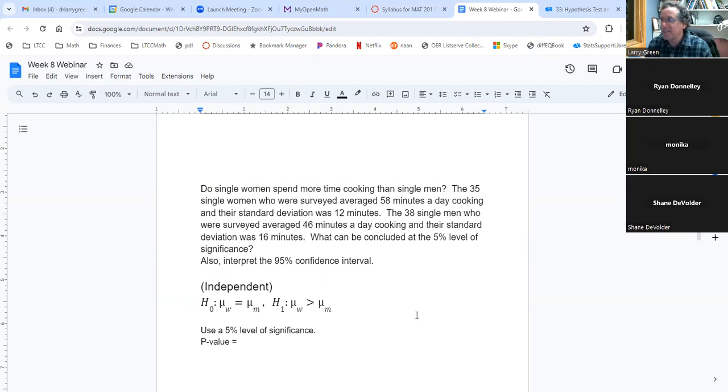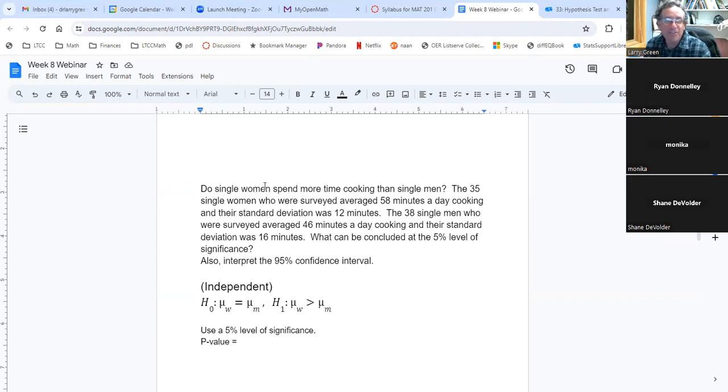Okay, so here's a question. Do single women spend more time cooking than single men? What do you think? Any guesses? So some of you don't want to guess, I don't know. I want to give you a heads up on this one. I made these numbers up. You probably know some single women and single men, even if you're not one. Okay, so I did make these numbers up, but you can imagine doing a study like this.